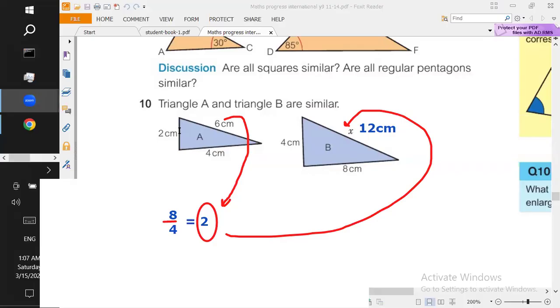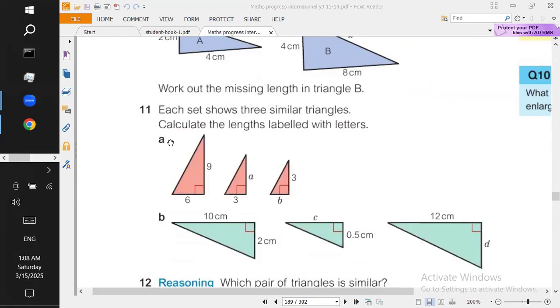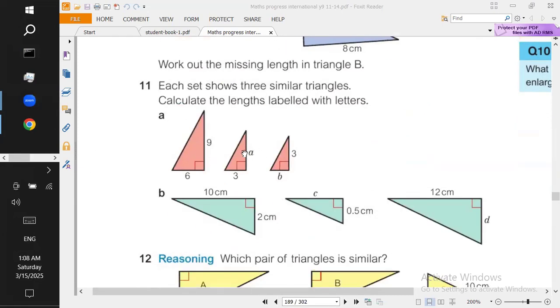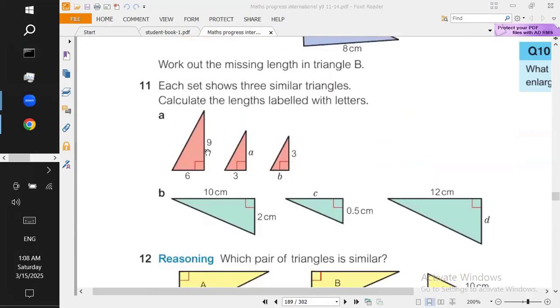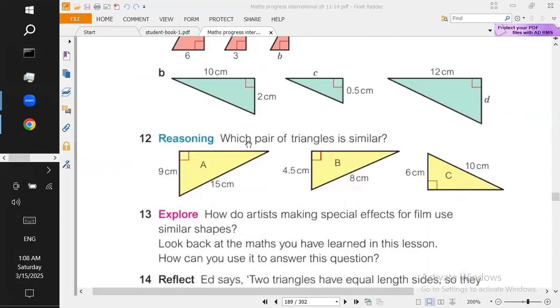So focus on the steps of finding the scale and focus on how to use the scale. Using the scale is very important. If you're trying to find a bigger line, you multiply by the scale. If you're trying to find a smaller line, you divide by the scale. Now let's move on to the next question. As we said, this and this and even this one are the same. So it's the same idea. You just find the scale and then use the scale to enlarge the line.